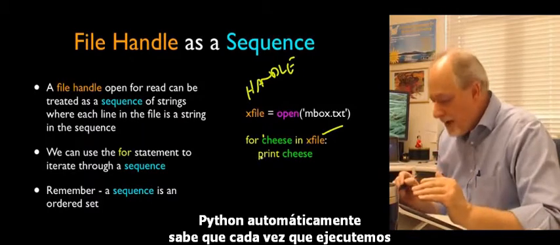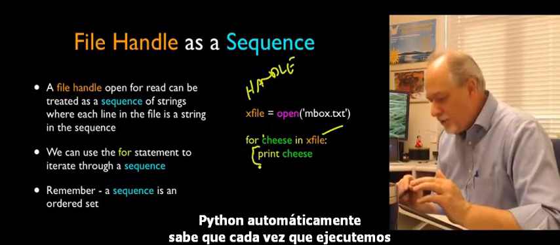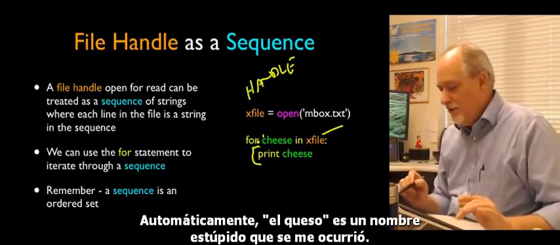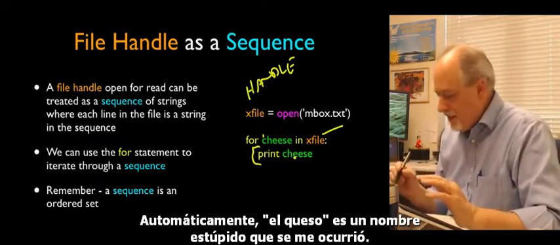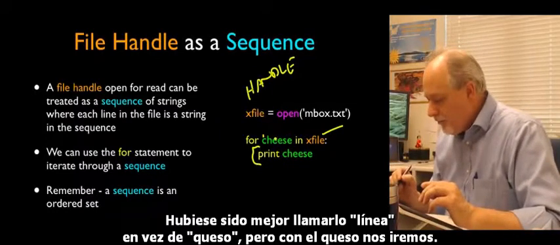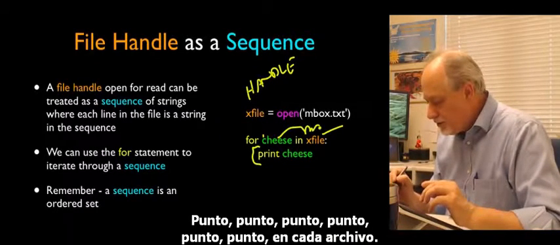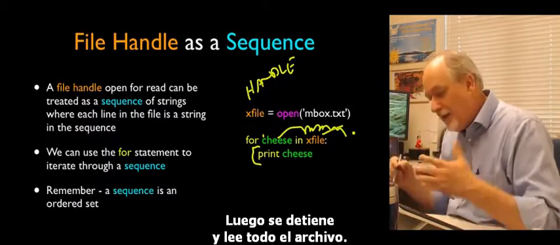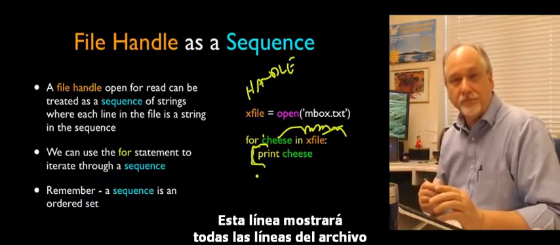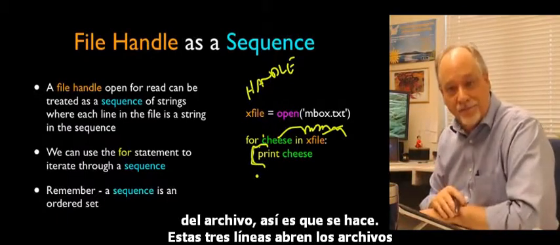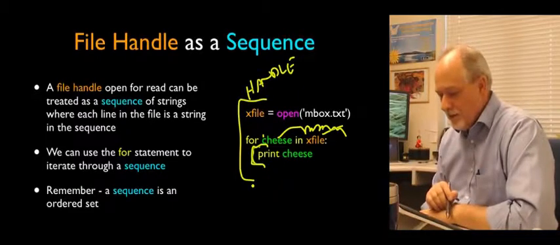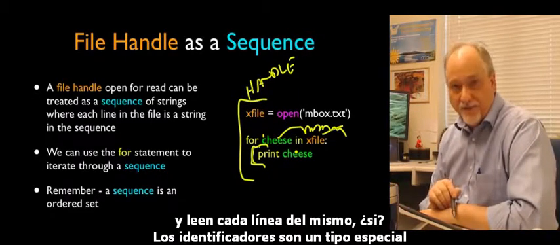Python knows automatically that each time we run this loop, it's going to go to the next line of the file. Automatically. For cheese is just a stupid name that I came up with. It probably would be better to call it line rather than cheese. But for cheese in, and then it goes through each line of the file, and then it stops when it has read the whole file. So this line will print out every line in the file. That's how you do it. These 3 lines open a file and read every line in the file.